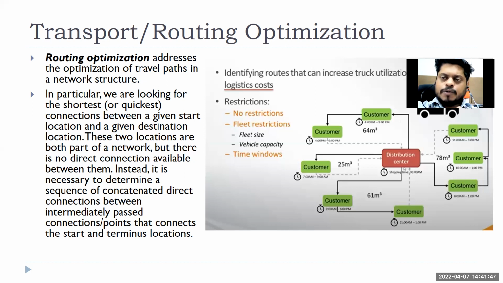In a way, they are also doing this kind of transportation optimization for their warehouses when the delivery persons are going, right? Because the same delivery vehicle will be delivering to at least 20 or 30 apartments or houses, right? So how to optimize that? Which route should they take, which customer should they go to first, and which customer next? So all this route means connecting the path between customers, right? These two locations are both part of a network, but there is no direct connection available between them. Instead, it is necessary to determine a sequence of concatenated direct connections between intermediately passed connection points that connect the start and terminus location.